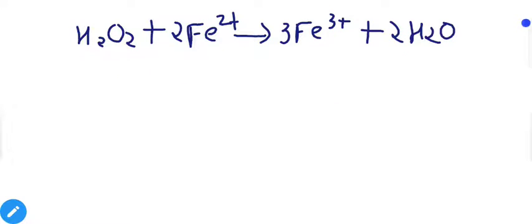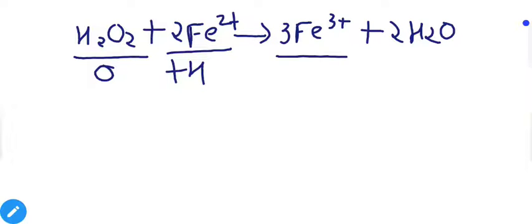Now we have to balance the charges on both sides. So let's calculate the charge first. H2O2 is neutral, so it will contribute 0 charge. Fe2+ carries +2 charge, and we have 2 of it, so +4 charge. Later we have 2 Fe3+, so 2 into 3 gives us +6 charge, and H2O is neutral, so it will give us 0 charge. So before the reaction we have +4, after the reaction we have +6 charge.